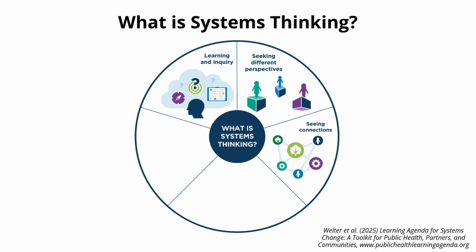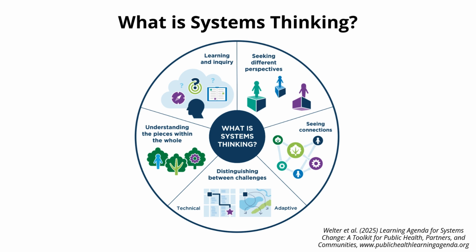Third, it's seeing the connections within a system that help us to understand the resource flows and relationships and power. Seeing these connections helps us identify leverage points and opportunities for change. Fourth, systems thinking is about distinguishing between technical and adaptive aspects of complex challenges and looking beyond the obvious issues for the root causes. And lastly, it's about seeing the pieces within the whole. This helps us resist the urge to jump to solutions and instead work with others to understand deeper dynamics.